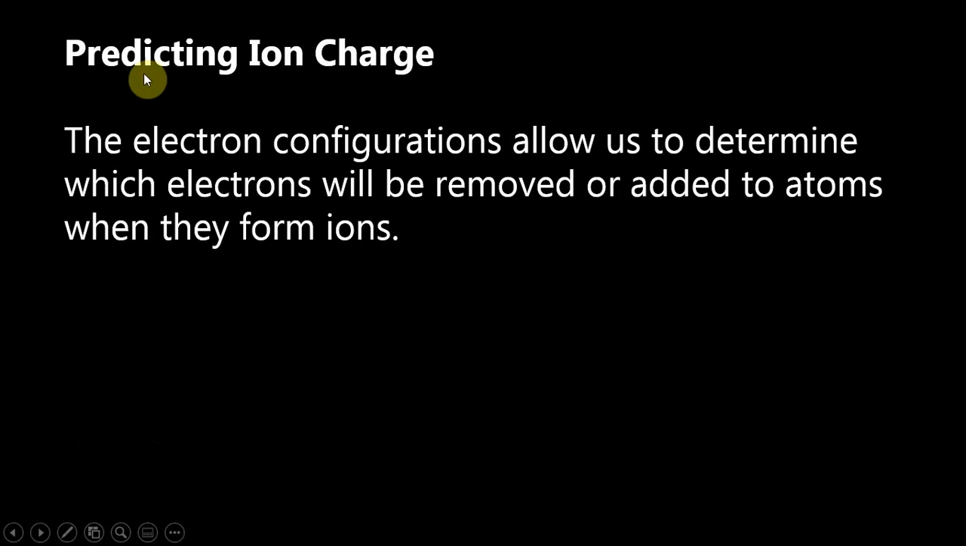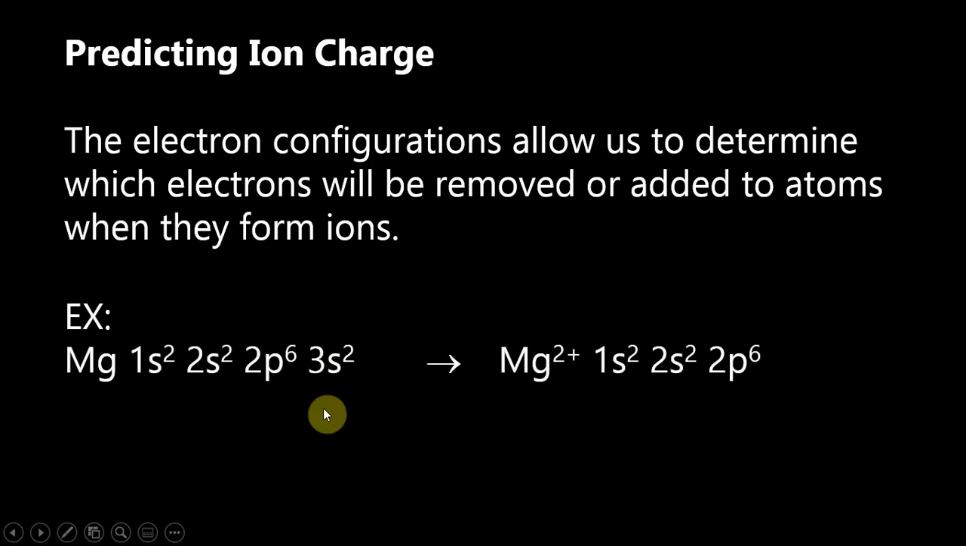All right. Now, we can also use electron configurations to predict what we call the ion charge. So, for example, magnesium forms a magnesium 2+ ion. So why is that? What's happening there? Well, the configuration for the normal magnesium is 1s2, 2s2, 2p6, 3s2.